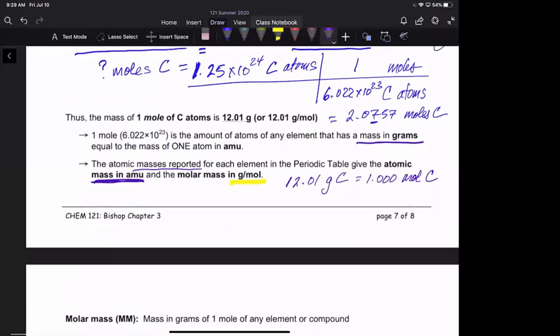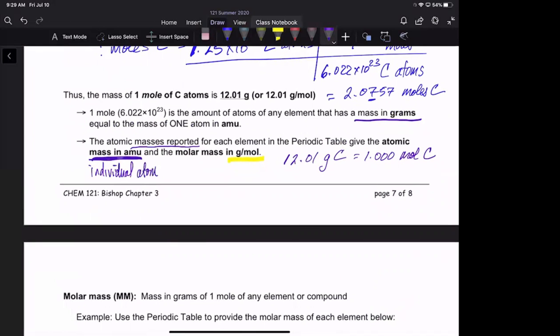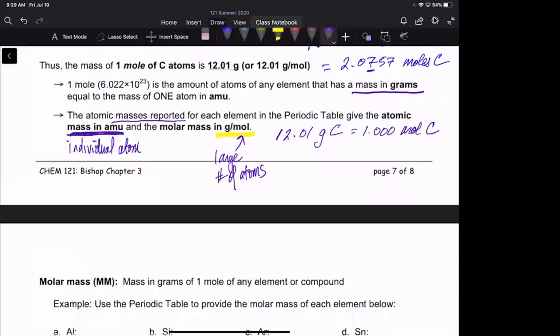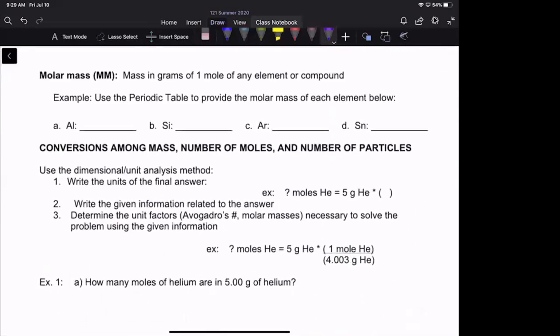So that's very handy. We can look at it on the individual atom level, or we can take a collection, a large number of atoms, a big collection, and just weigh it on the balance. That's something that we can access in lab. 12 grams of carbon, that's like the small pile that we named the mole after. What that means is we can use the molar mass from the periodic table. That is the mass of 1 mole, straight off of the periodic table.